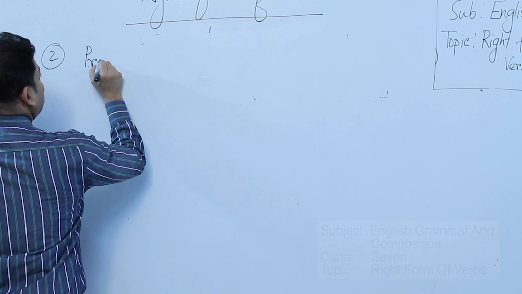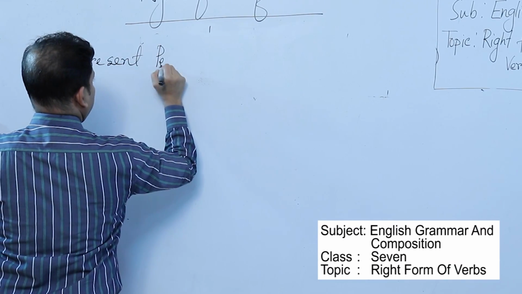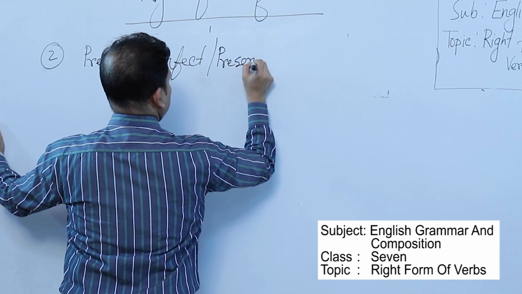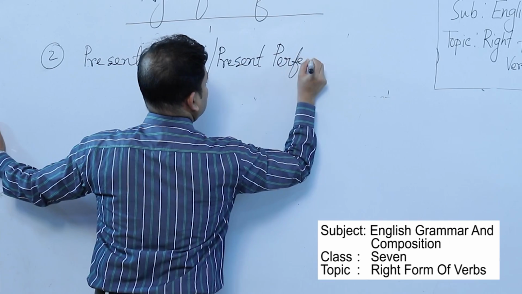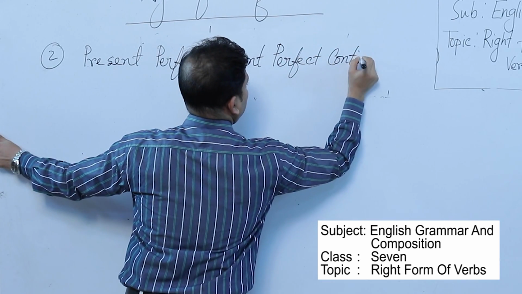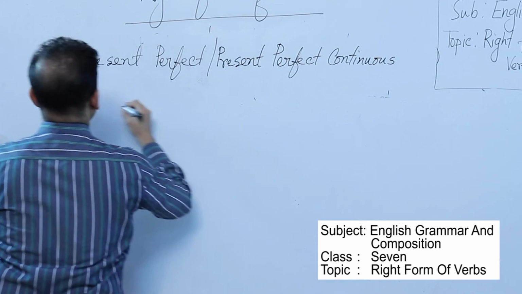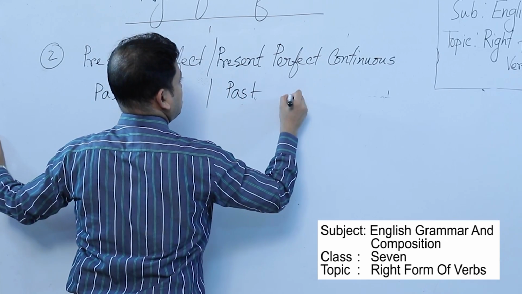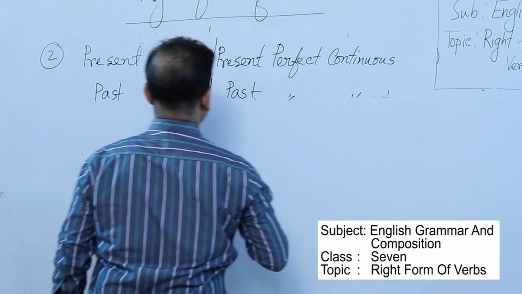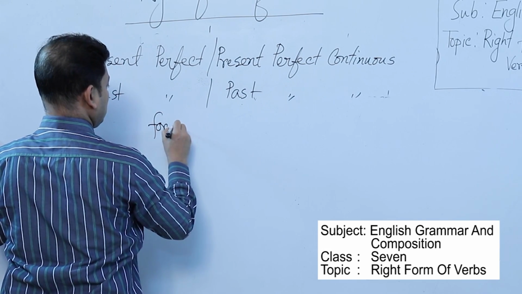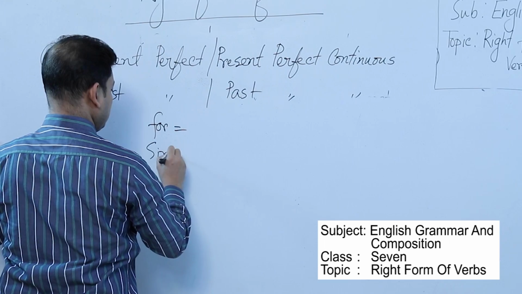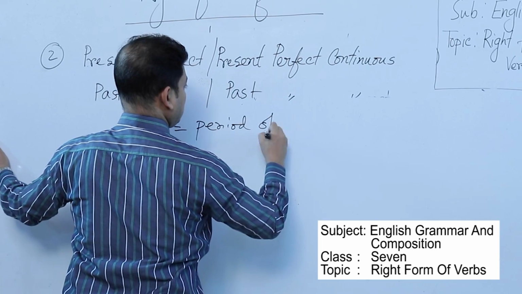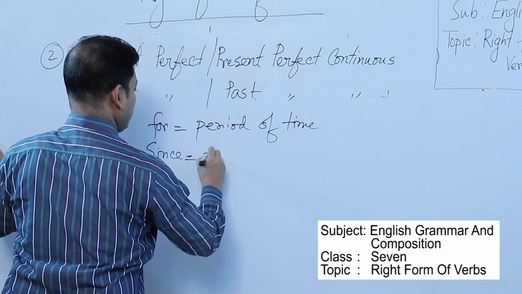Now, rule number 2, present perfect or present perfect continuous, past perfect or past perfect continuous. So, for and since, period of time, point of time.